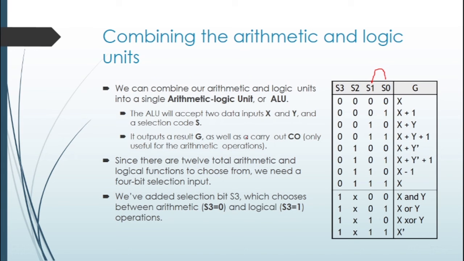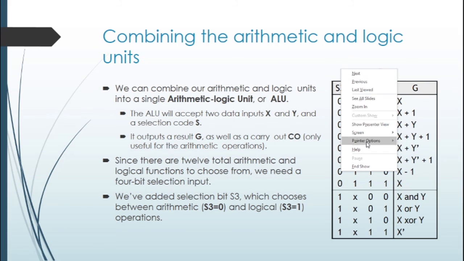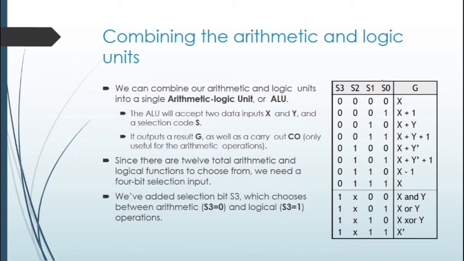Next, let's see how we combine both of these, the arithmetic and logic units. We can combine our arithmetic unit and logic unit into a single arithmetic logic unit, which is going to be your main final design. The ALU will accept 2 data inputs X and Y, the same X and Y for the arithmetic unit and the same X and Y for the logic unit, and a selection code S. That selection code will be a little different because arithmetic and logic are not using a similar type of code. The output will be G, the general output, and a Cout as well. Cout will be used only for addition, in the arithmetic unit only, and will not be used in logical operations. So that will be another output.